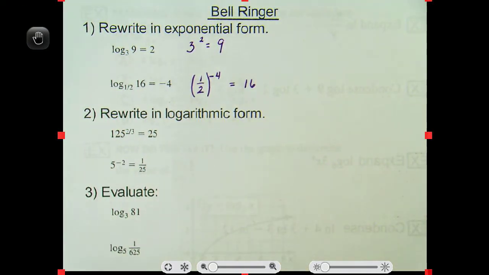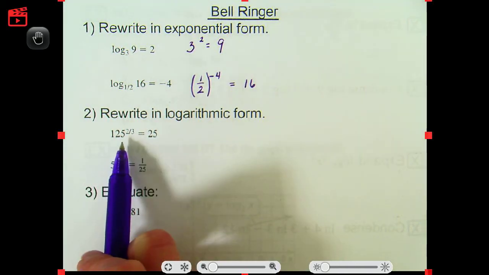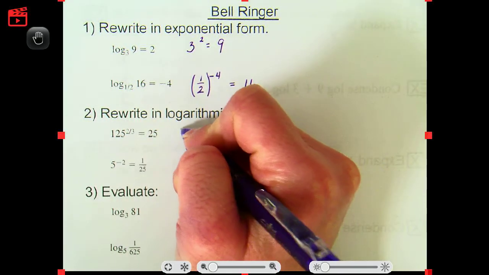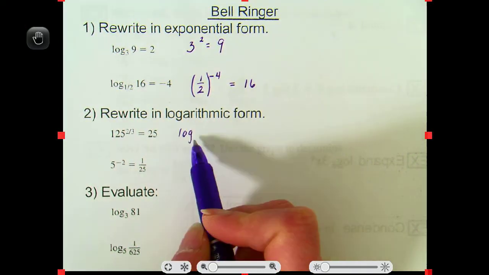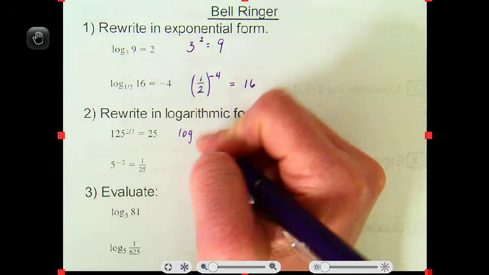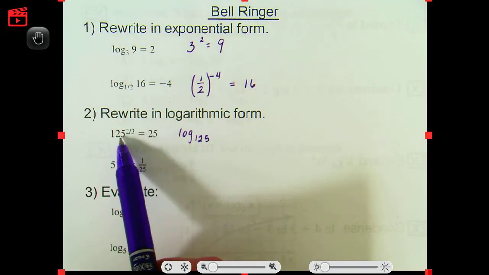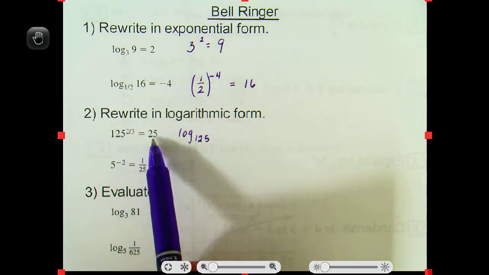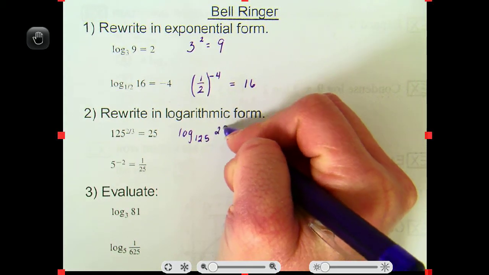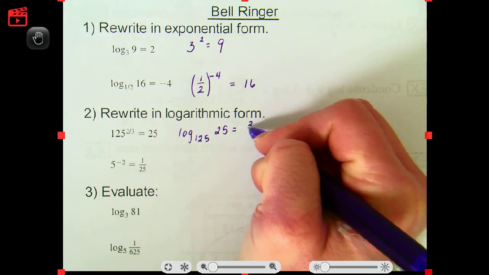Number 2, you're rewriting in logarithmic form. So we're going in reverse pretty much. So I have log, you need your base. The base is 125. Of, same idea, you're not going to write these side by side, so that only leaves the 25, which means it has to equal the 2/3.